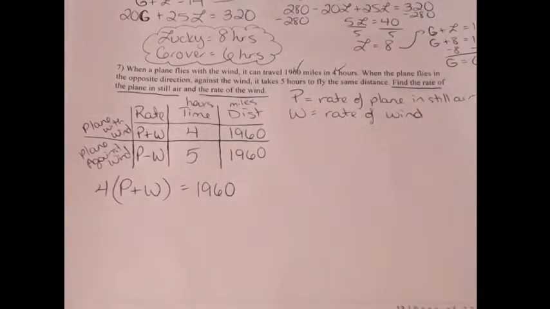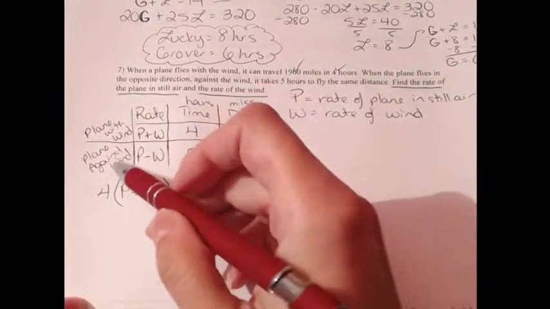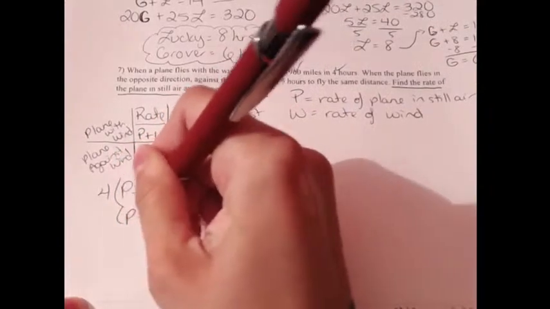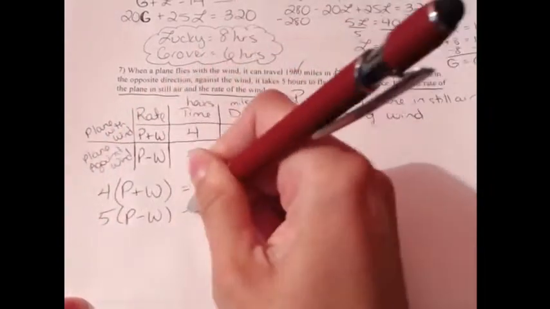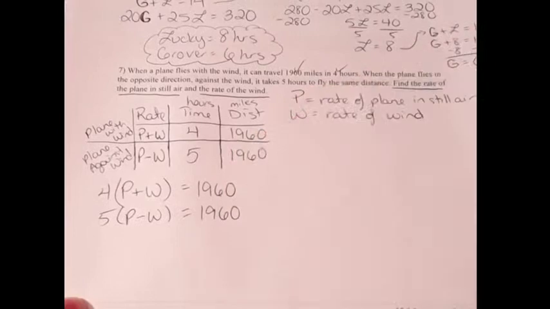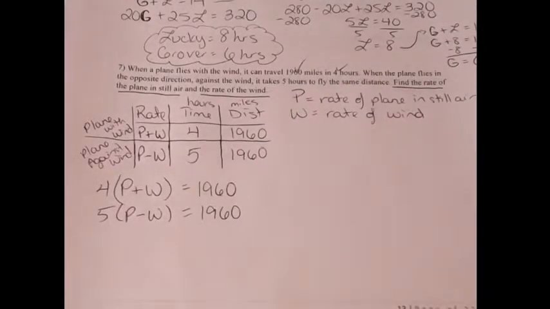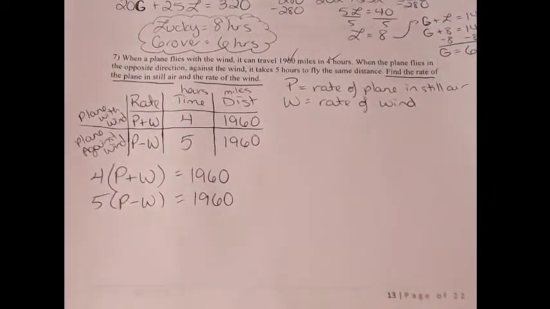So this is when the plane is going with the wind. We also need to take into account our second scenario, which is the plane going against the wind. So we have the rate times the time is equal to 1960. Perfect. Very nice. Now, don't be mad. You can distribute. You can write it as two equations. That is 4p plus 4w equals 1960. And then 5p minus 5w equals 1960.